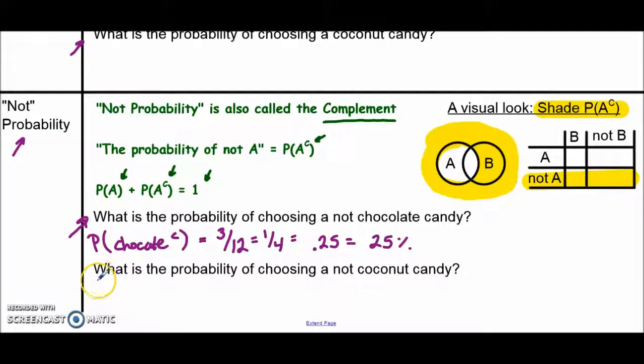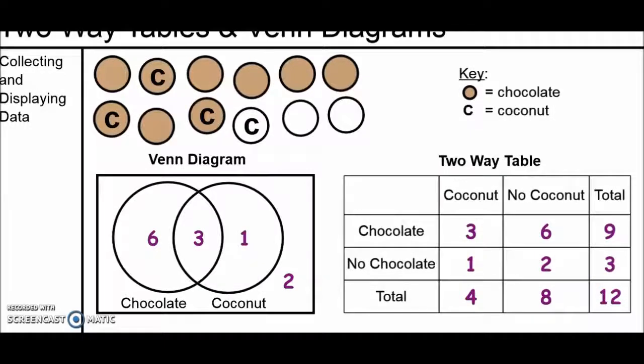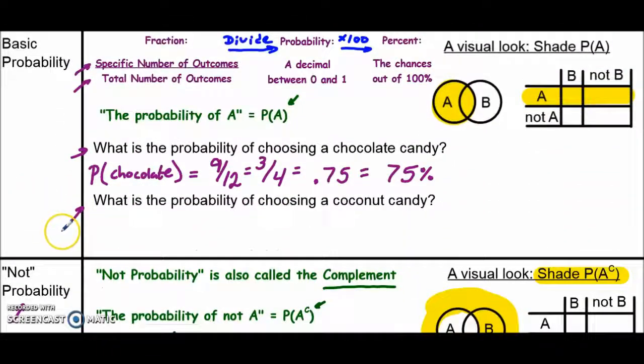So let's take a second to answer this last question. What is the probability of choosing a not coconut candy? Remember, your answer should start with the probability of coconut, with this little c up here for complement. Then write the fraction, the decimal, and the percent that gives the probability of choosing a not coconut candy. Remember, you could do this by either using the Venn diagram and two-way table from before, or by taking your answer to the previous set of examples, what is the probability of choosing a coconut candy, and subtracting it from 1.